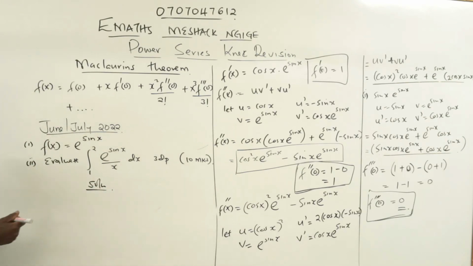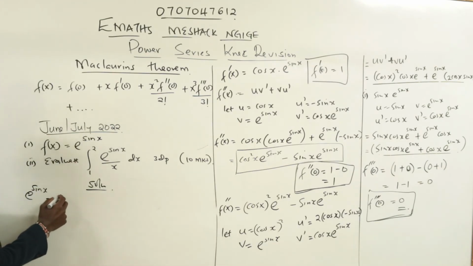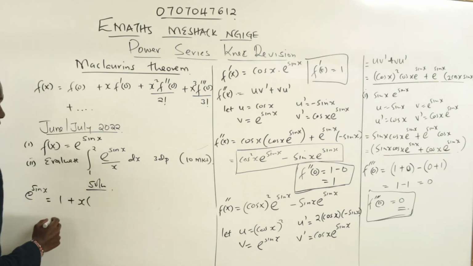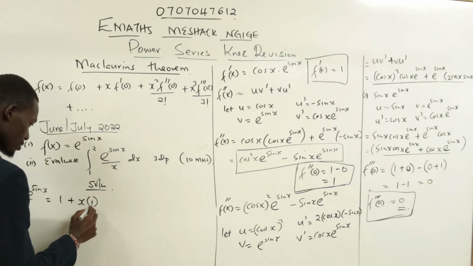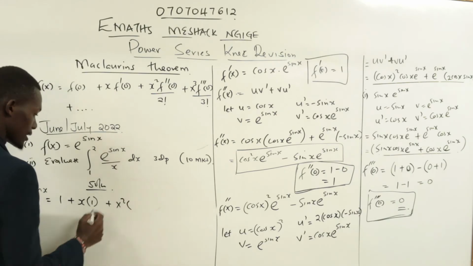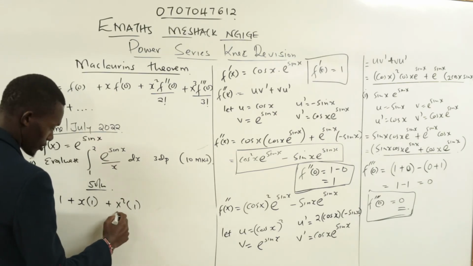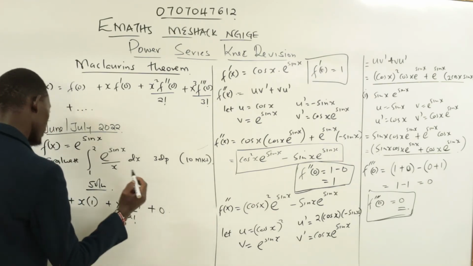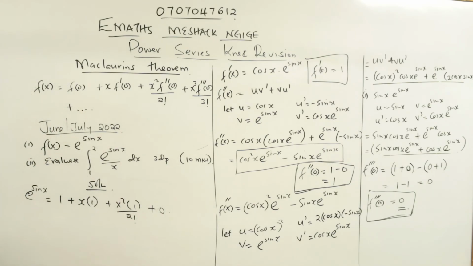So the expansion for e^(sin x) will be given by, we shall have our first term is our f(0), and our f(0) gives us 1, right? Plus x, our first derivative also gives us 1, over 1 factorial. Then plus x squared, our second derivative gives us 1, over 2 factorial. Then our third derivative gives us what? Gives us 0. So we have our first 4 terms.